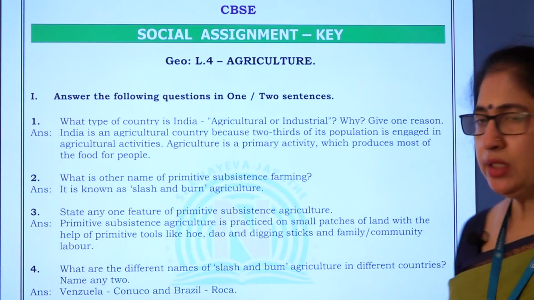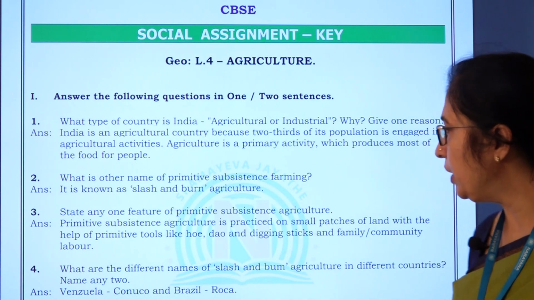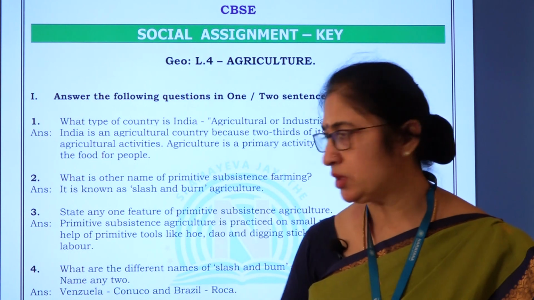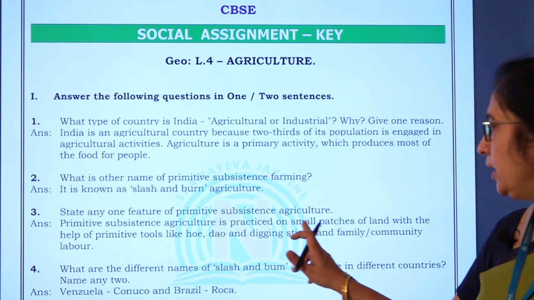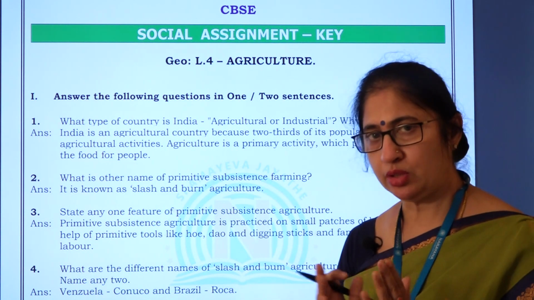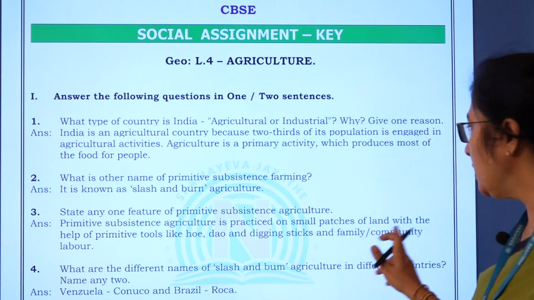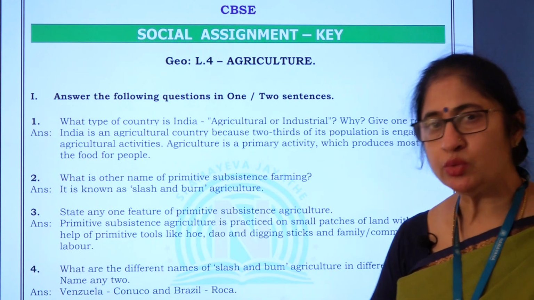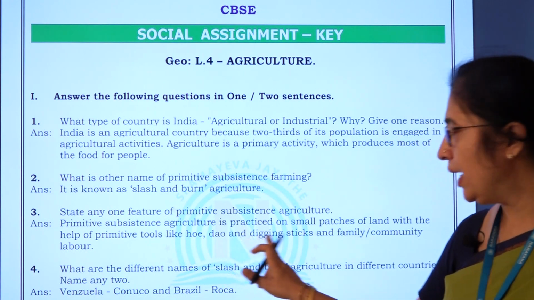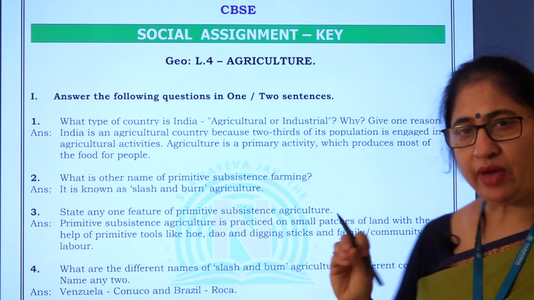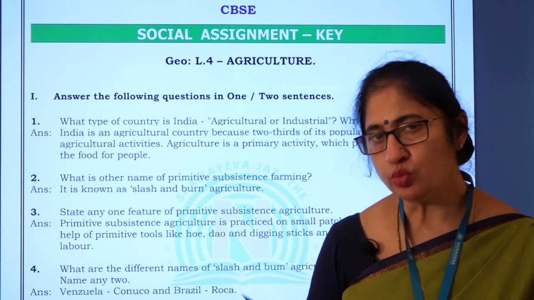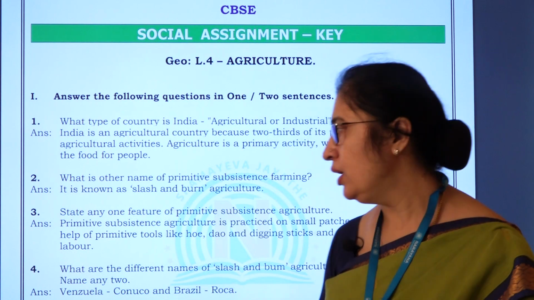So, the next question is: state any one feature of primitive subsistence agriculture. One feature is that it is practiced on small patches. Number two, it is practiced with primitive tools like a hoe, dao and digging sticks, and it is a family or community effort. Together they do the labor to work on these small patches of land.